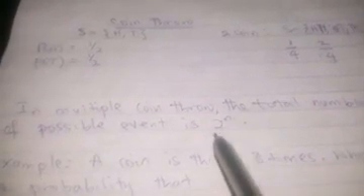Okay. Now, just note that in multiple coin throw, the total number of possible events is 2 raised to the power of n. So if I have 1 coin, that's 2 raised to the power 1, which is 2. For 2 coins, 2 raised to the power 2, which is 4. For 3 coins, 2 raised to the power 3, which is 8, and so on and so forth.